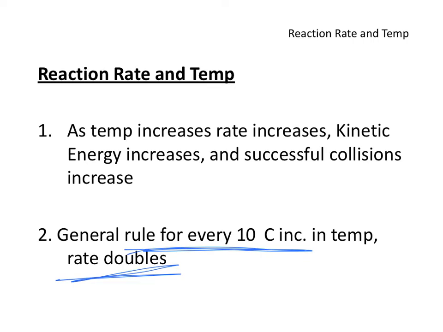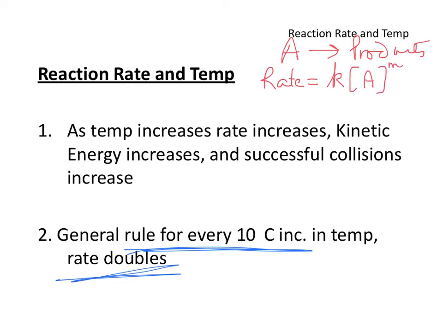How do you explain why, as you increase the temperature, the effect on the reaction rate is dramatic? The answer goes back to the rate law and how the rate law connects to temperature. So let's consider a generic reaction. You have A giving you some products, and we're used to saying that rate is equal to k times concentration raised to the power of some order m. The concentration and the order are related to the reactants, of course.